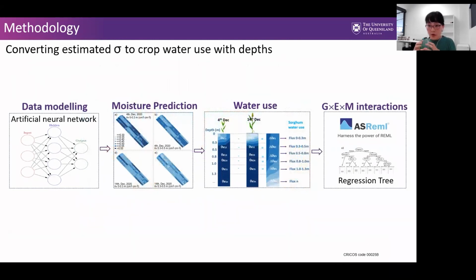After converting the soil ECA to sigma, an artificial neural network model was developed by considering sigma as a covariate to predict the soil moisture content at each soil layer across the whole trail on the two survey days. Then the water flux at each soil layer on the two survey days was calculated to represent the crop water use with depth. At the same time, the plot level soil evapotranspiration between 0 to 1.5 meters was calculated to represent the crop water use at a plot level. Then a linear mixed model and a regression tree model were applied to disentangle the GxExM interactions on the crop water use at both plot level and across depth level.